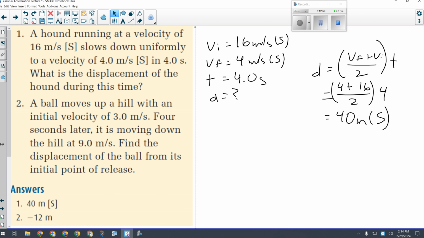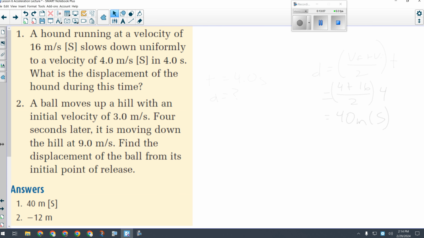Okay, everyone okay with the first one? How many people have done the second one? Now, on the second one, direction's really important. A ball is moving up a hill with an initial velocity of 3 meters per second.